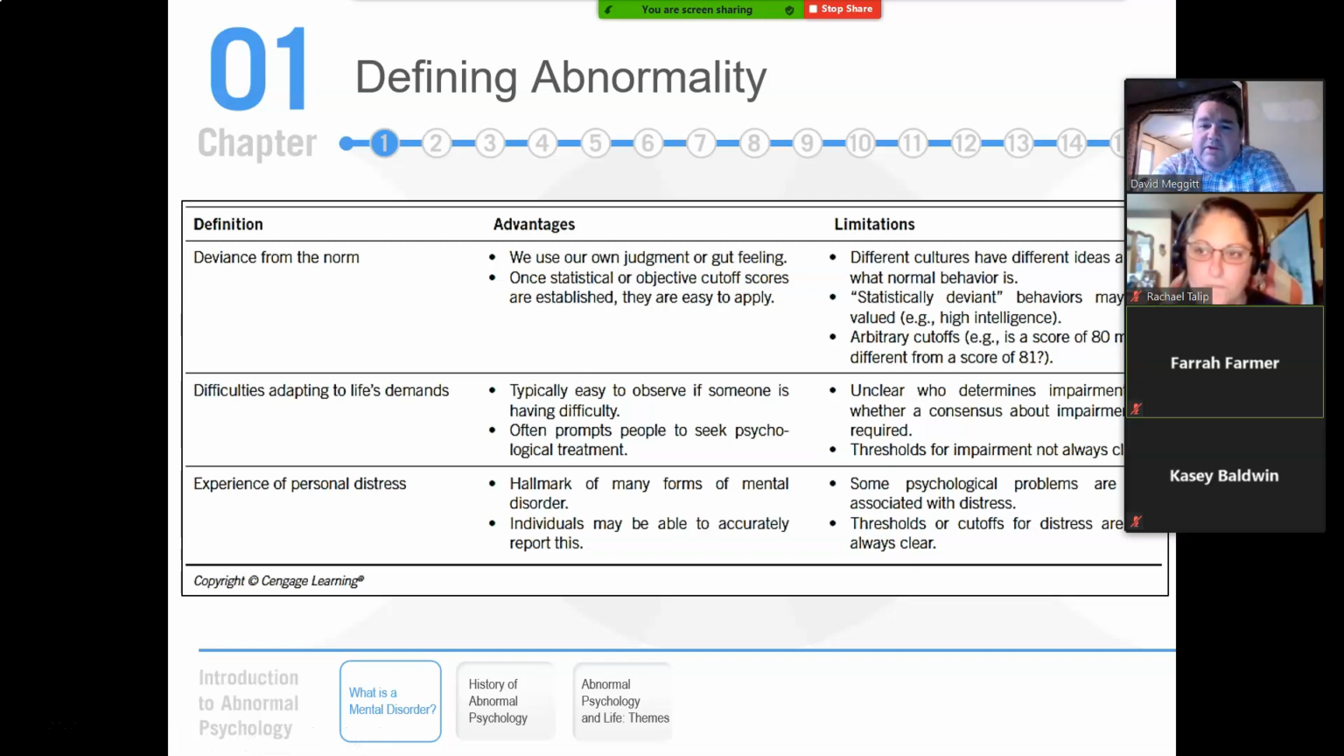A lot of times we use our own gut judgment or gut feeling. Different cultures have different norms. What might be considered normal here in the United States could be considered abnormal in Saudi Arabia or in Japan, even closely related to Western cultures. What we do normally here might be considered abnormal in Europe, which is relatively a similar culture, but still there are some differences in what the norm is.